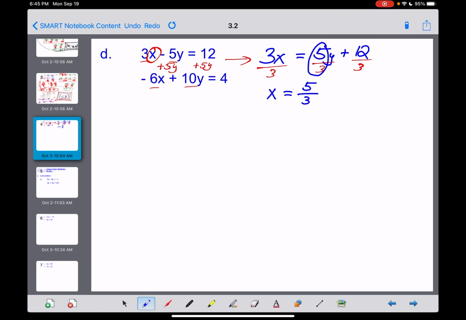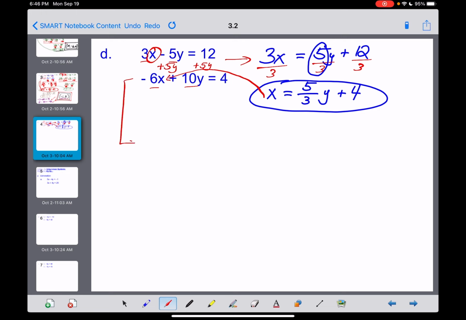5/3. Okay, don't make life hard. The y comes at the end now, and then plus 12 divided by 3 is 4. So I'm going to circle that, everybody. Now we have an isolated variable that came from the first equation. So now we plug this back into the second equation right here below it, and let's see where that gets us.